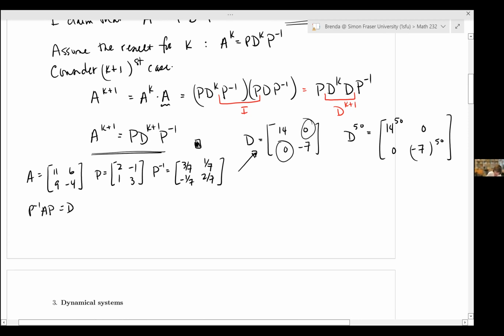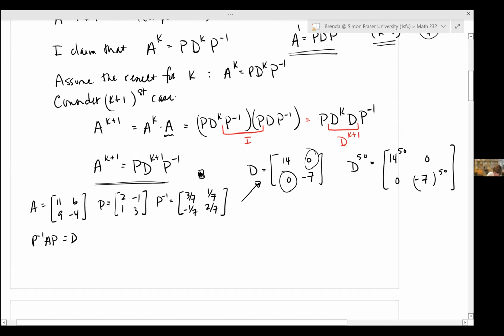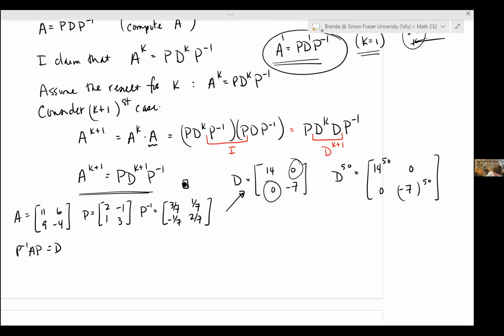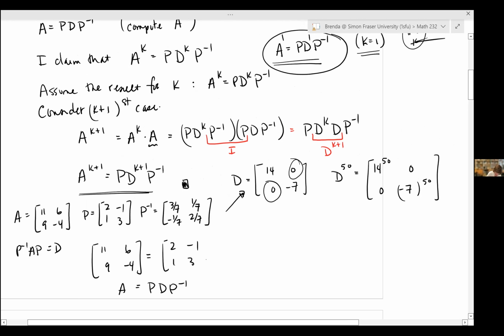Now, having rearranged, we are now here. We could rearrange this, and we did rearrange it in general. So now we know that A, which is this guy, 11, 6, 9, minus 4, is A equals P D P to the minus 1. That is, A is equal to P, 2 minus 1, 1, 3, D, 14, 0, 0, minus 7, P to the minus 1.